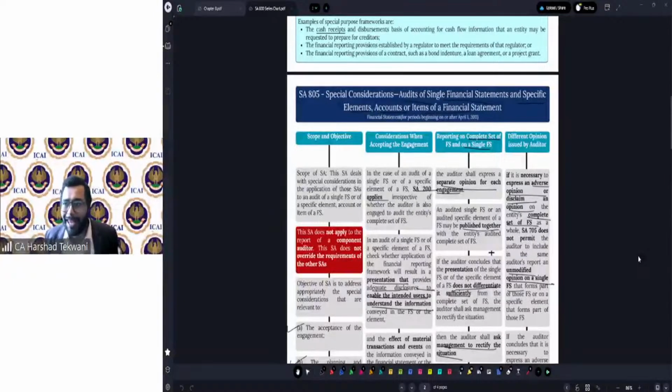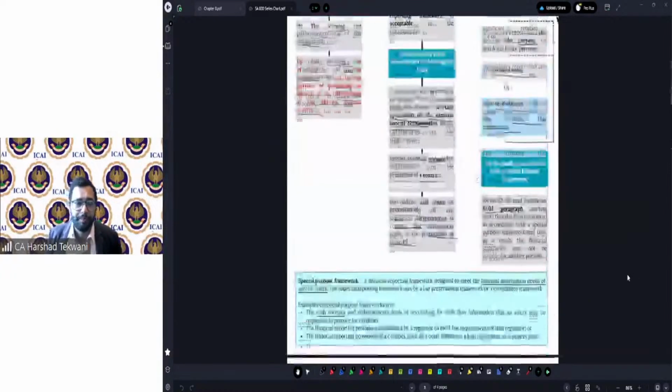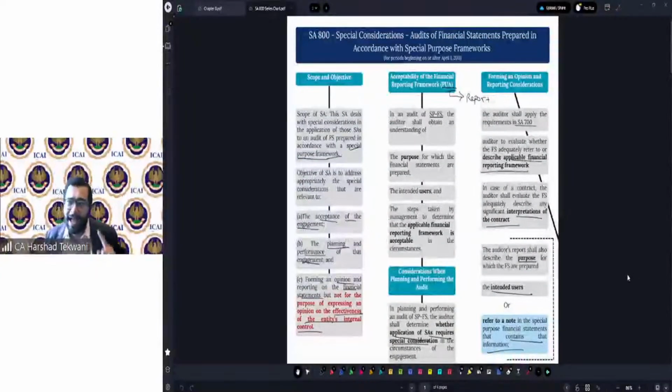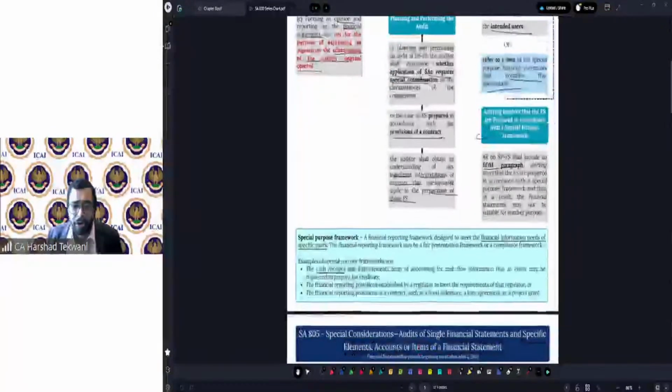Okay. A quick recap before we start of chapter number 8, and then we'll move to the questions. Chapter number 8 basically talks about the SA 800 series, that is special consideration cases. SA 800 talks about the audit of financial statements prepared in accordance with a special purpose framework, how to do the audit, how to do reporting, and the important parts of that.